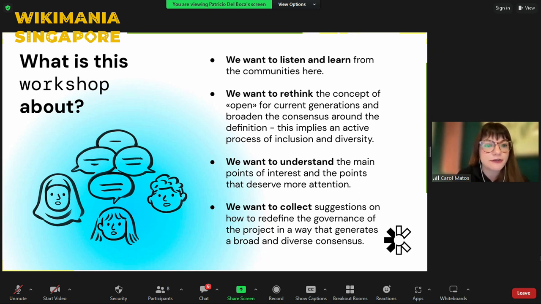We want to listen and learn from the Wikimedia community, from you. What do you think we need to rethink? What is the concept of open right now, and how can we redefine it for the current and future generations? How can we generate consensus? We want to understand what the main points of interest are and the points that deserve more attention at the current moment. And we really want to collect suggestions. So this workshop is about listening, about having a place to discuss the open definition in a very open and free way, and to learn from you. How can we generate a broader and more diverse consensus on this topic?